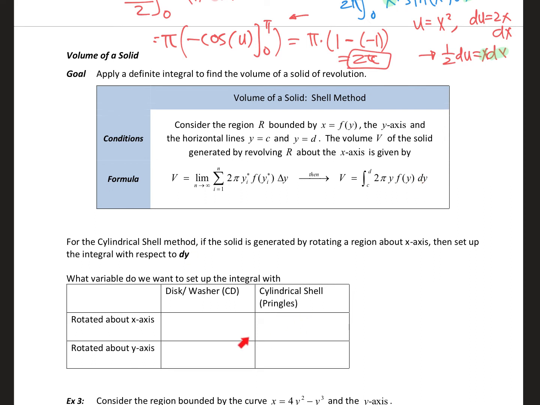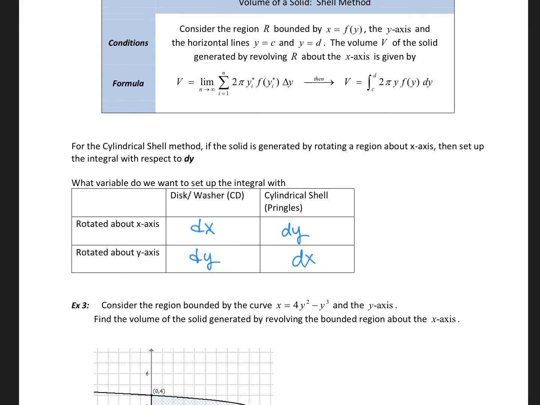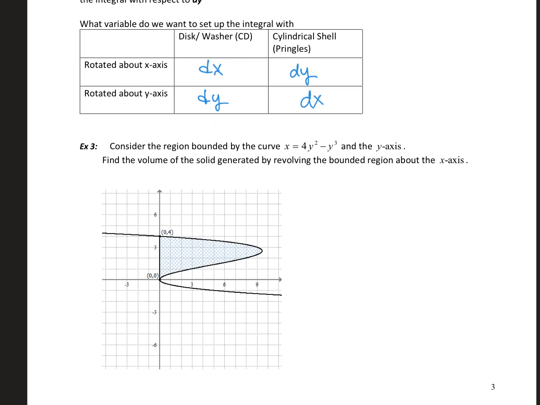So just to summarize what we did in this worksheet and the previous worksheet: if you are rotating about the x-axis, for the shell method, it's going to be dy. So here, let me just organize it. Rotate about x-axis, dy. And if I'm doing the cross-sectional method, then I'm going to do dx, and then vice versa for the other method. So I'm going to keep that in mind. And again, I can always imagine and try to draw, but this will give you a little hint.